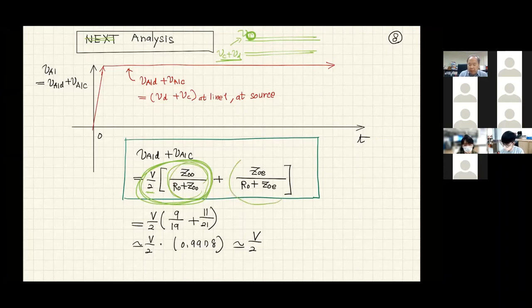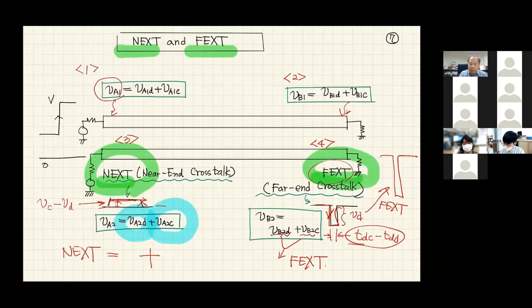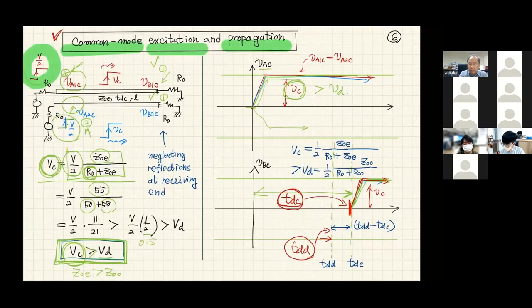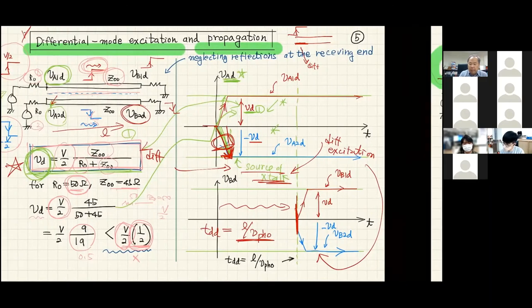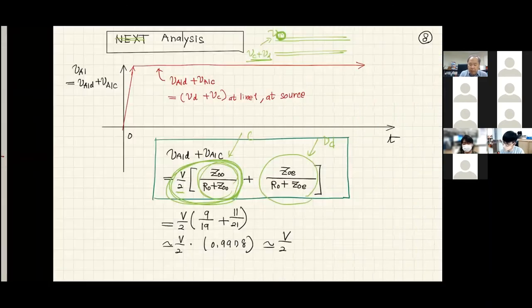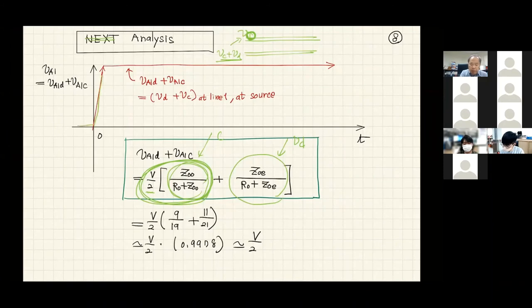And this second term corresponds to common mode, and this is differential mode. This is a common mode. In the previous slide, we were calculating this excitation of common mode and excitation of differential mode. And by adding those two waveforms, we can obtain this pulse waveform at the source side, number one, by adding these two equations. Putting those numerical numbers, I would say almost nearly half voltage.